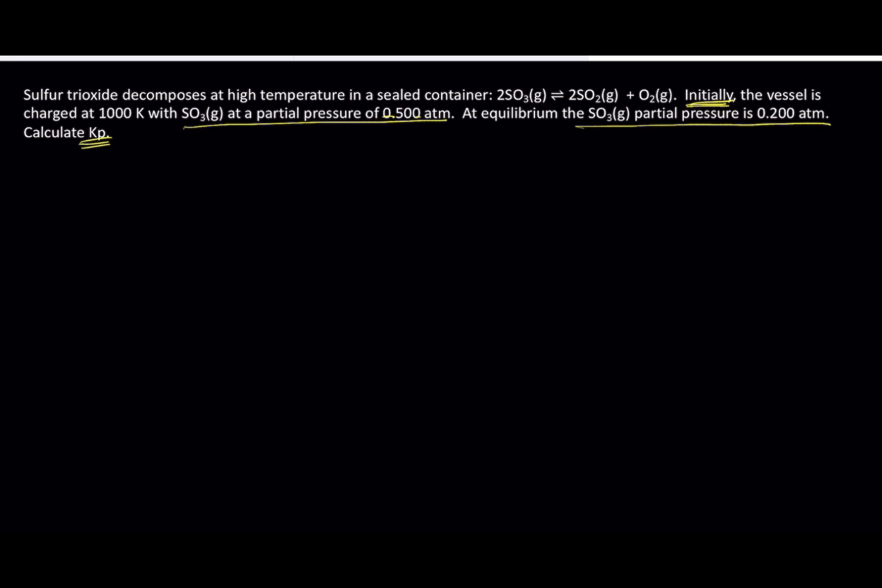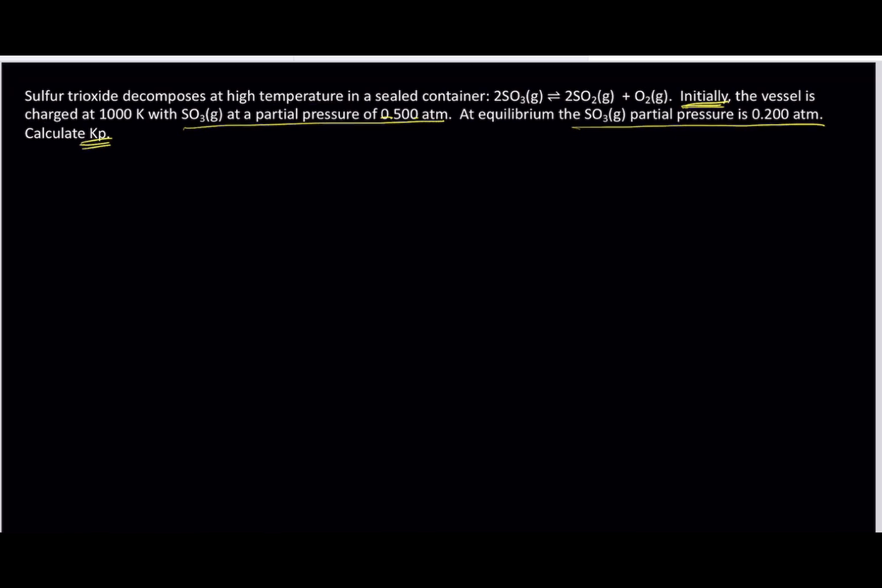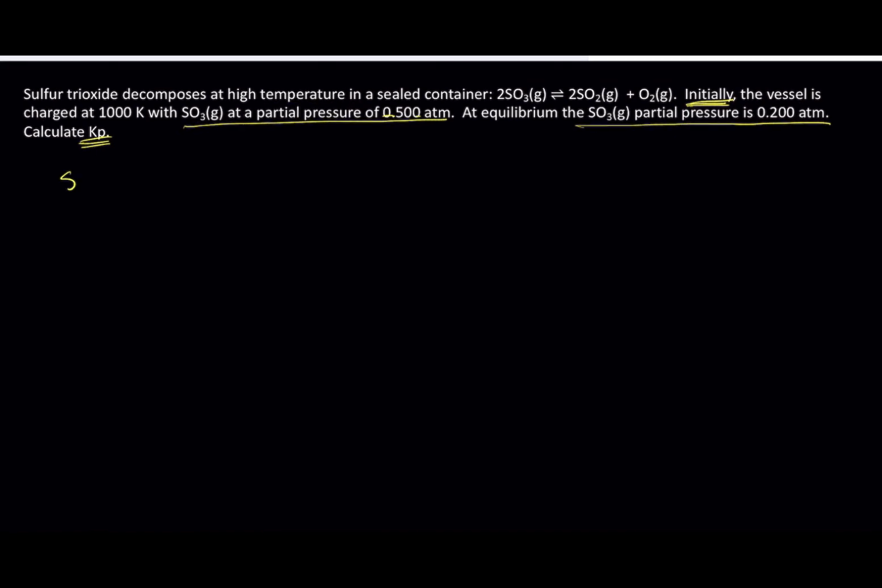So how do we find the equilibrium concentrations? Ding, ding, ding, a RICE table. So let's put that together. First we have our R part, which is our reaction. We have SO3 gives us 2 SO2 and some O2. And then we have our initial, which is 0.5 atmospheres. If we only have that, that means we have 0 of each of these.